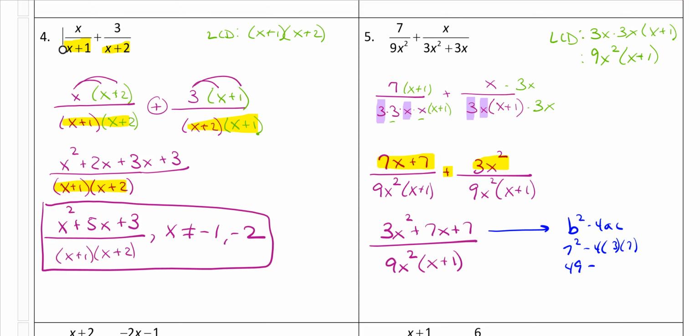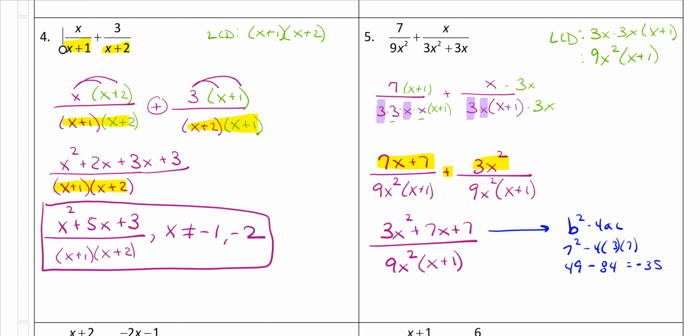So 49 minus, what is that, 28 times 3, 84. So that equals -35. So because that's an imaginary discriminant, this is not going to factor.